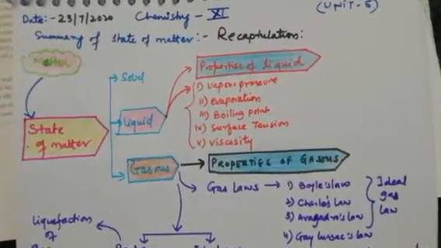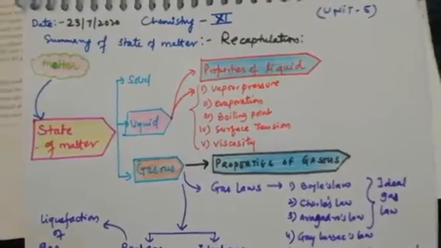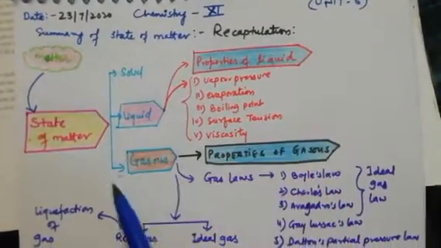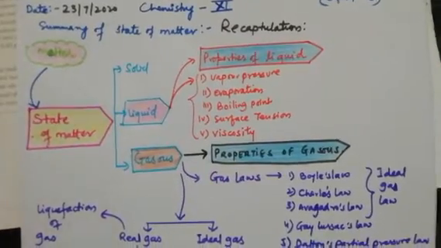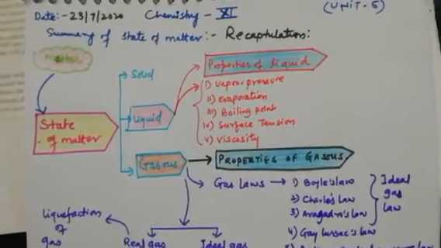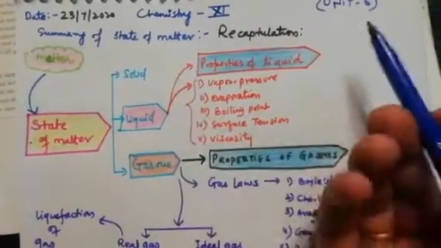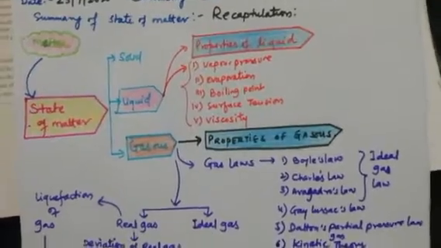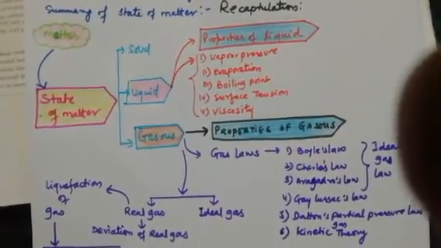Dear students, as yesterday we have finished our chapter 5, that is states of matter, in which we did the last topic, that is liquefaction of gas and the properties of liquid. So today I'm going to summarize, or recapitulate, the whole unit, so that all the topics that we have studied in this chapter will be recapitulated in your mind.